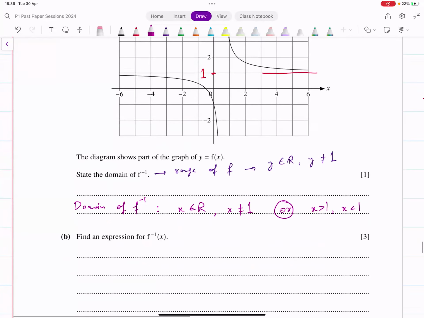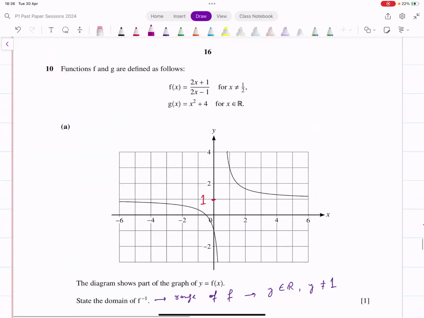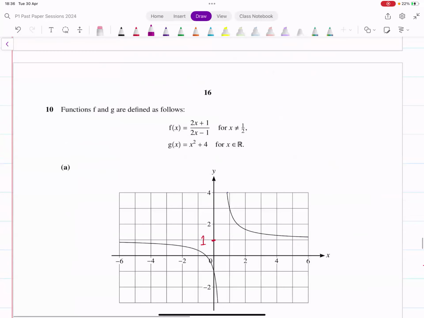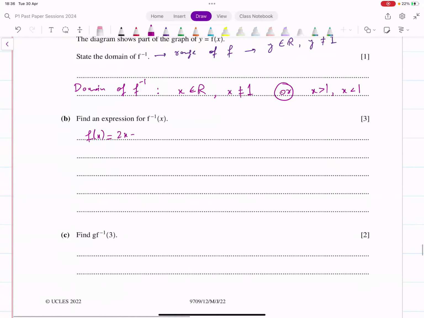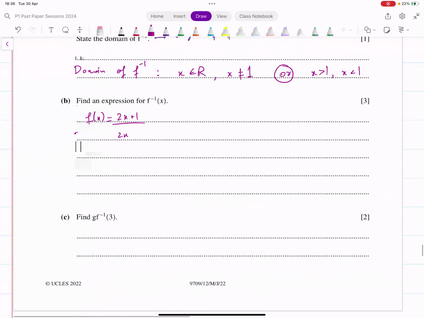Now it says, find an expression for f inverse of x. So now we need to find the f inverse function. How do we do that? We have f of x given. f of x equals 2x plus 1 divided by 2x minus 1. That's the f of x function. We replace f of x with y. That gives us y equals 2x plus 1 over 2x minus 1.